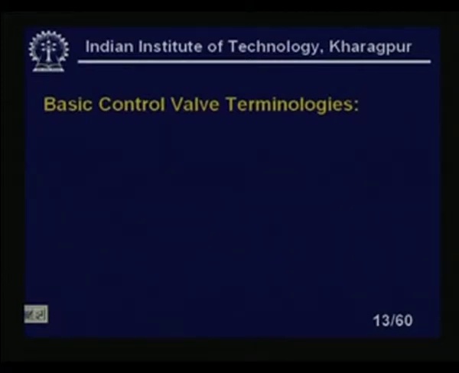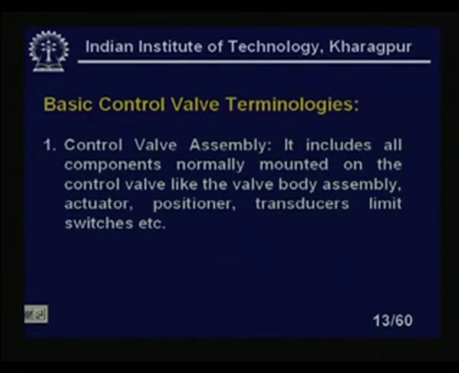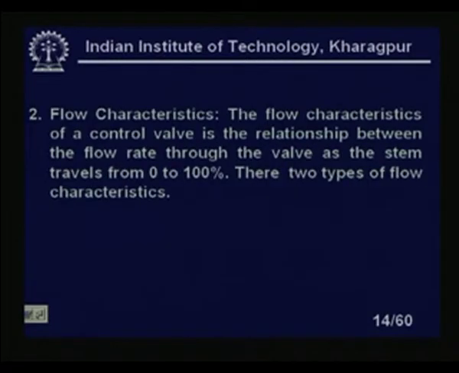Now, basic control valve terminologies. Control valve assembly includes all the components normally mounted on the control valve, like the valve body assembly, actuator, positioner, transducer, limit switches, etc. Flow characteristics. The flow characteristics of a control valve is the relationship between the flow rate through the valve as the stem travels from 0 to 100%. In the process control industry, we call this traveling of the stem the lift of the valve, percentage lift of the valve. If the valve is fully open, that means it is 100% traveled.